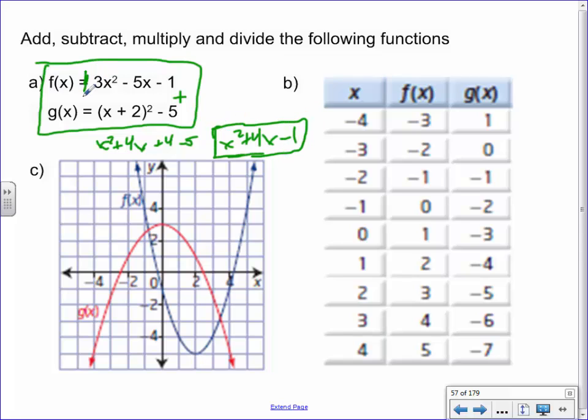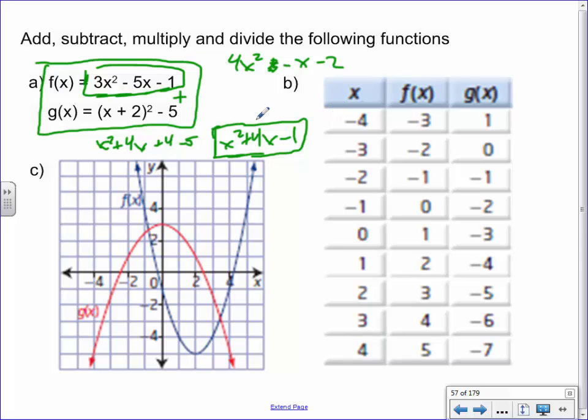So if I were to take this one here and add it to that one there, add your like terms. What would we have left then? We'd have 4x squared. We'd have negative x minus 2.